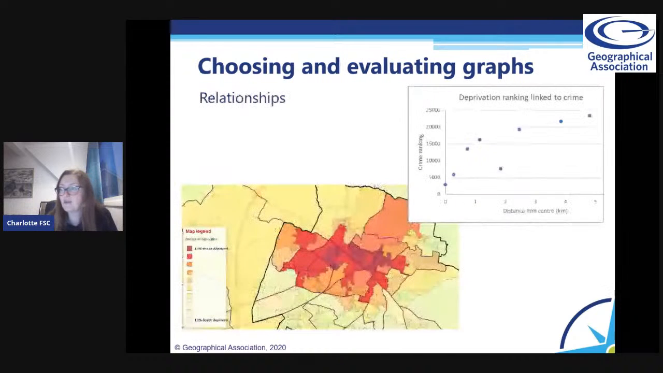Let's have a look at our next example. So here we're looking at relationships in data. So if I were to ask you the question, which of these, we've got a choropleth map bottom there and a scatter graph there, which of these is best for showing the relationship between crime and where it is occurring in Cheltenham? So which of these is best for showing the relationship between crime and where it's occurring in Cheltenham?